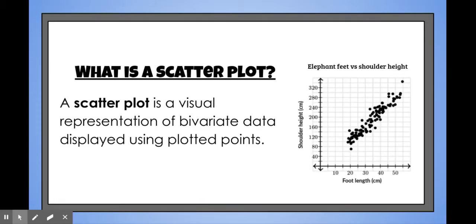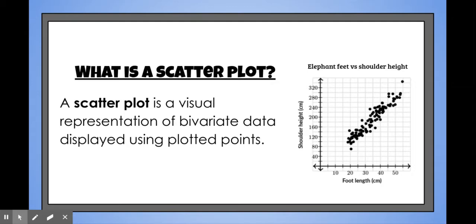Let's start with a basic definition. What is a scatter plot? A scatter plot is a visual representation of bivariate data displayed using plotted points. So far in class, we've taken a look at how to visualize univariate data, meaning one variable, and bivariate data, meaning two variables. For univariate, we learned how to create box plots and dot plots and histograms. And now for bivariate data, we're going to work on scatter plots.